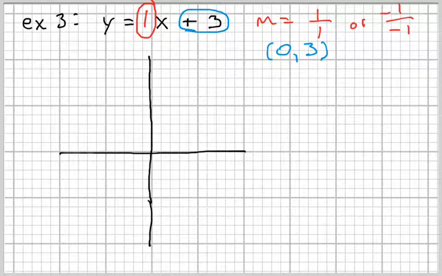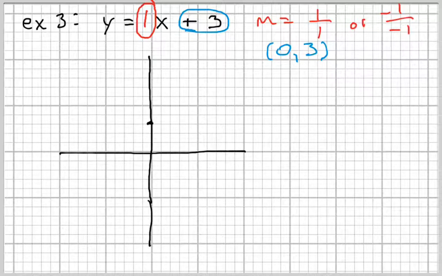So there's my xy axis. First I need to plot my y-intercept, 0, 3. So 0, 3 is left and right 0 and up 3. So that point right there.